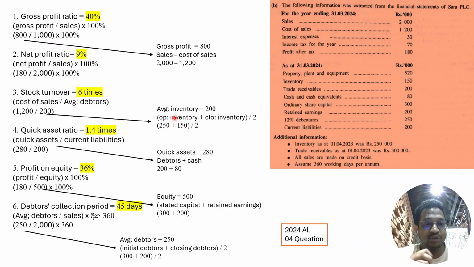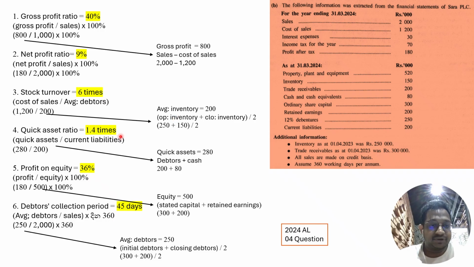And then they ask in the quick assets ratio. So quick assets mean how many quick assets are there to settle one current liability. And in quick assets, you should only consider debtors and cash. You are not considering inventories and prepayments in current assets when you're finding out the quick assets. So your quick assets should be 280 and the quick assets ratio is 1.4 times.